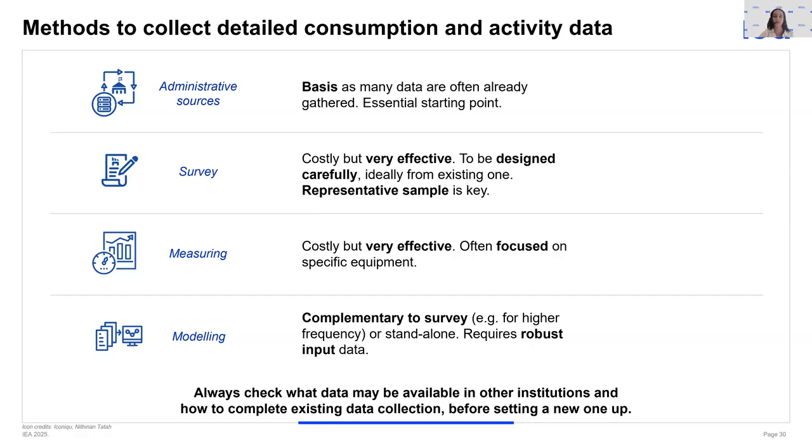Surveys, where one can get the data directly from the user source. This is costly but very effective, and a representative sample is key. Measuring, which covers limited uses but gets robust data. It's powerful once in place, but needs dedicated equipment and careful use. And finally, modeling, which requires some solid data to be built and some expertise, and it can help to bridge gaps and transform some data.